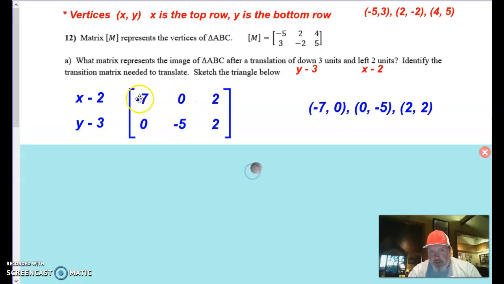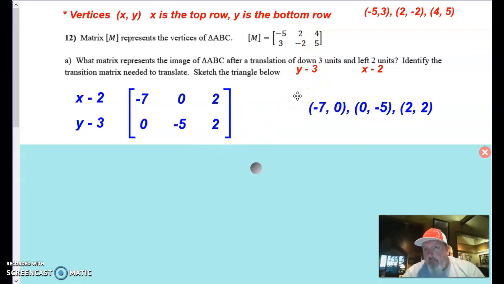So this is the matrix they're looking for. Now, how did I get these numbers? I took all of these X values and subtracted 2. So that's this row. And took all of these Y values and subtracted 3. Again, because it went down 3. So 3 minus 3, negative 2 minus 3, 5 minus 3.